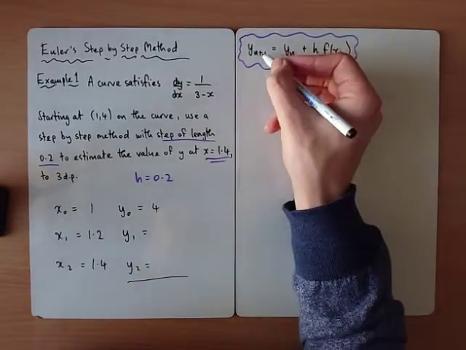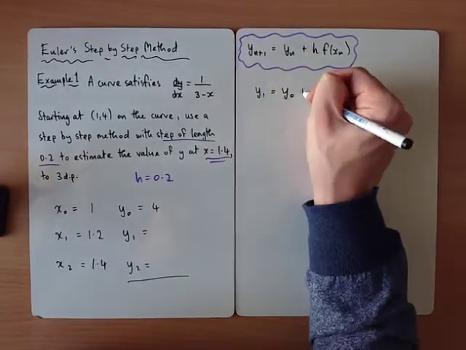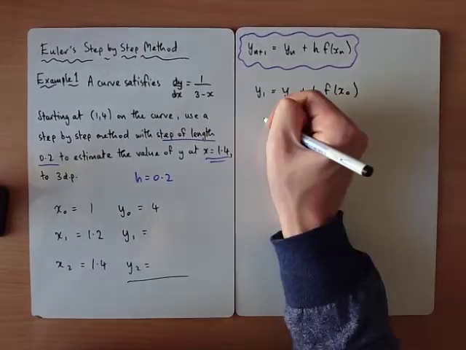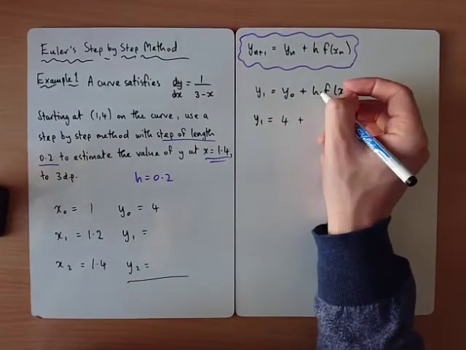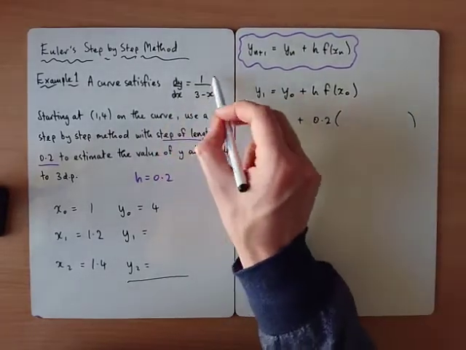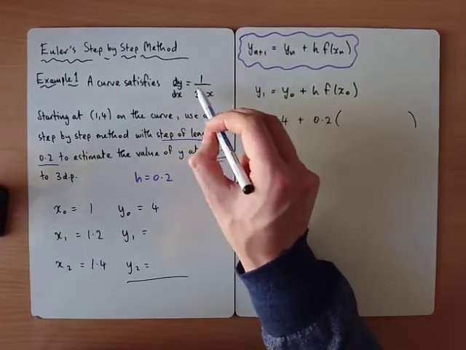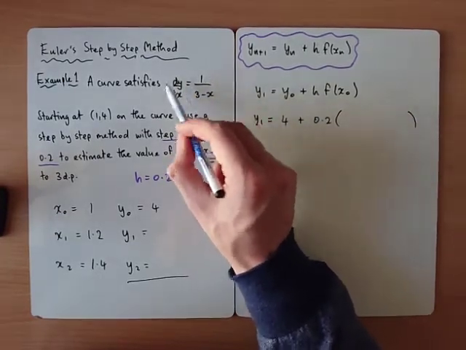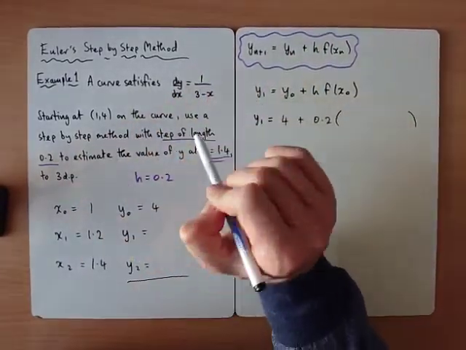Okay, so using the process, we could say y1 would equal y0 plus h times f of x0. So y0 is 4, h is 0.2. And then we evaluate the function. Don't forget the function is the derivative in this question. If you look on the formula booklet, it refers to f of x equal to dy by dx. So this function is our derivative that we're using. We're not going to integrate it to find the original function, because we're approximating the solution.